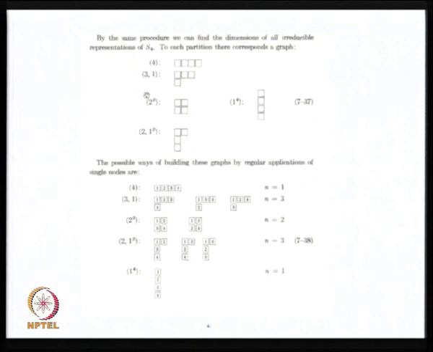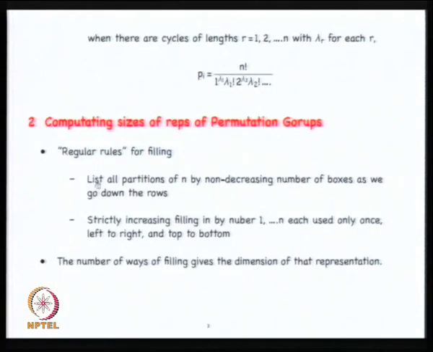So, suppose we are dealing with permutation group S4. This has permutations of 4 different objects. Then what you do is you start drawing 4 boxes and then draw them in various order and then fill them in with numbers 1 to 4. The rules for filling are as follows. So, I am going back to the one transparency.